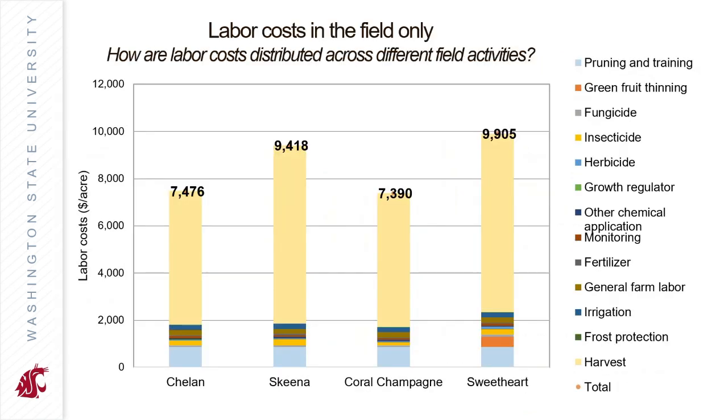Now, labor. Let's look deeper into labor. How is labor doing? Well, 80% of those labor costs are harvest. Then the second one is pruning and training. Pruning and training is our second biggest labor portion. And then for Sweetheart is green fruit thinning. And then we have other cost centers like application of insecticides, and then a smaller application of other chemicals like herbicides, growth regulator, irrigation, frost protection, and stuff like that. But harvest is the biggest one, followed by pruning and training, and for Sweetheart, green fruit thinning.